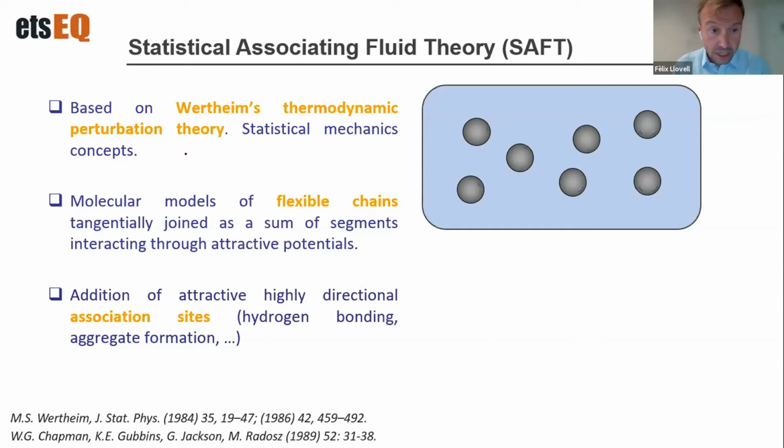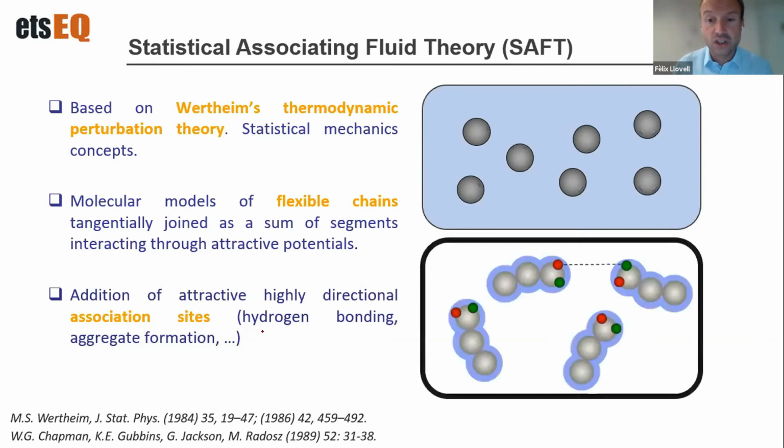mechanics concepts. The main difference with respect to previous equations is the addition of highly directional association sites that consider effects such as hydrogen bonding. In this regard, the use of a theory that includes a specific term that considers hydrogen bonding interactions should represent an advantage to model molecules that strongly depend on these hydrogen bonding interactions. That seems to be a good framework for this.